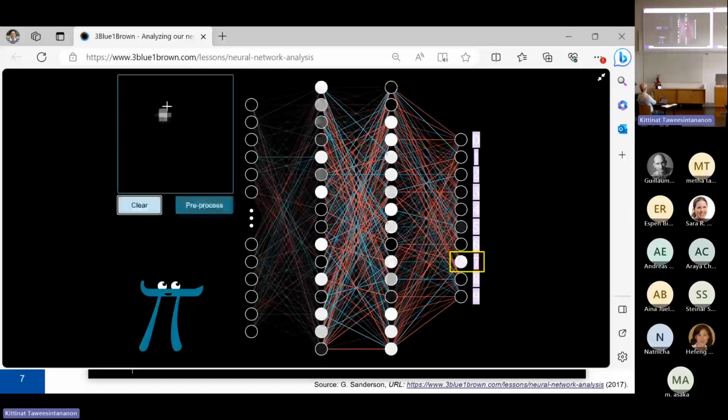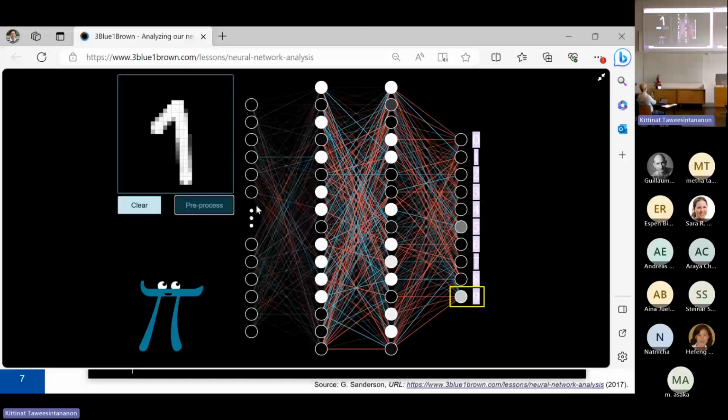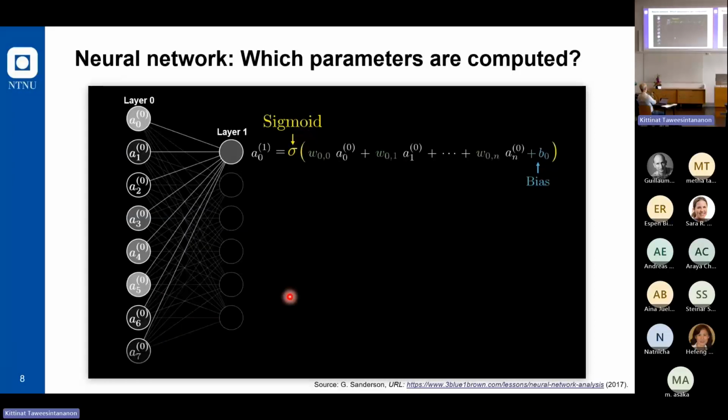So if you change this one, the weight number within this layer is changed, and you get some result. So maybe it's incorrect here. So that's the glance. In a neural network, which parameters are computed? First layer, I said activation here. You have an amplitude of each pixel when you draw, and all of the elements in layer 0 need to be computed to give the elements in layer 1.